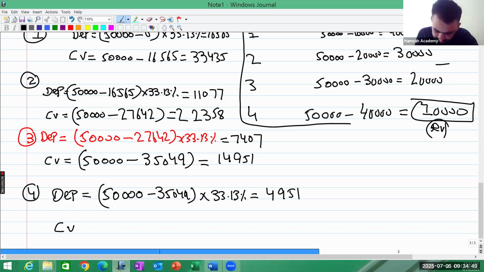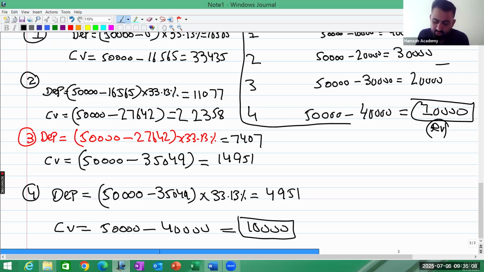After adjusting the rounding, it will be 4,951. And at the end of the 4th year, 50,000 minus accumulated depreciation, which is now 40,000, that is 35,049 plus 4,951. Your last carrying value is equal to 10,000, which is equal to residual value.